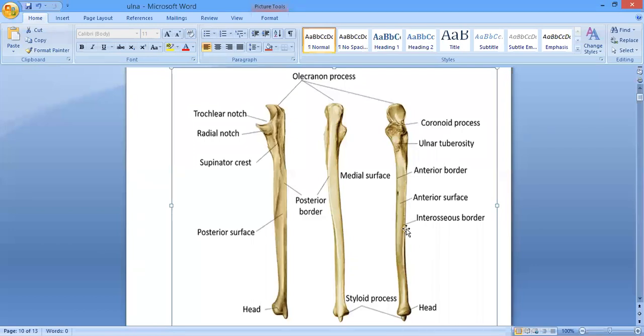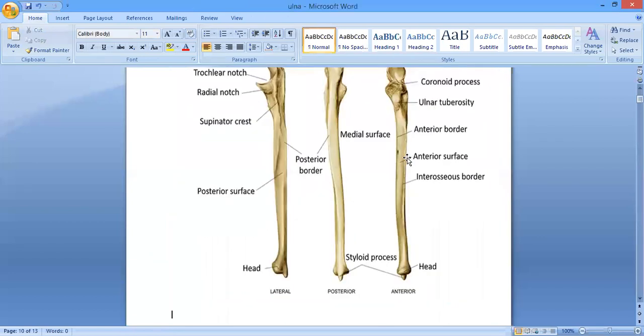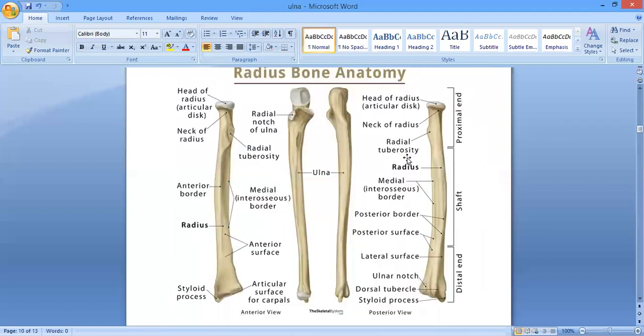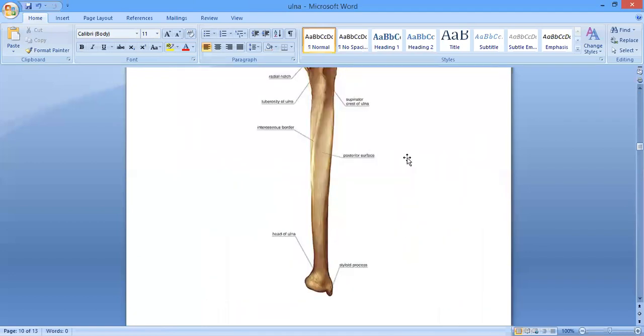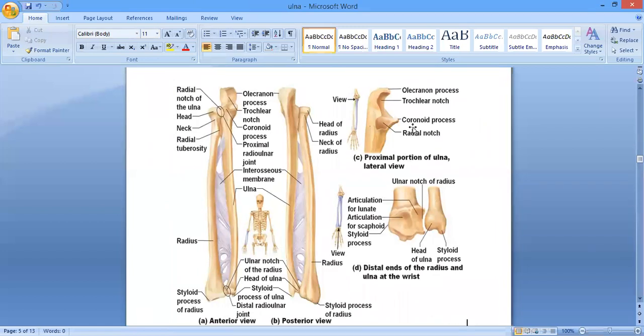As far as the parts of the bone are concerned, I told you it's a long bone with an upper end, a lower end, and a shaft. If you have a look at the upper end, it has two curved processes.